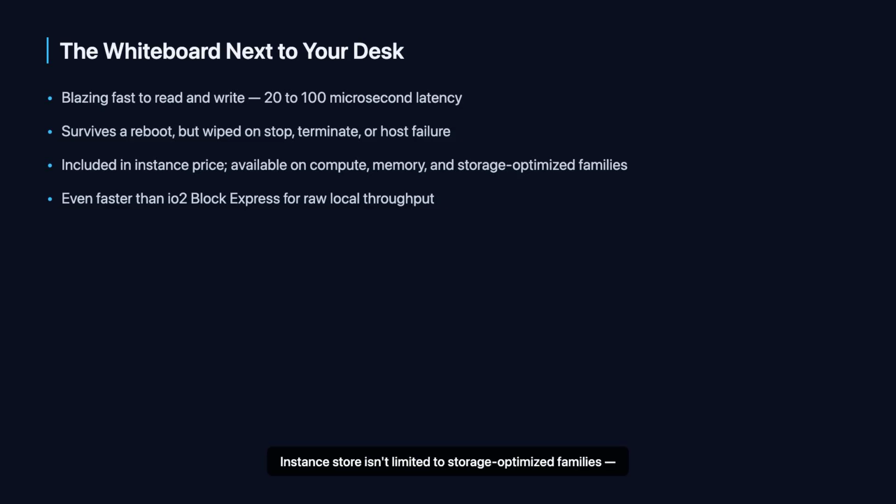Instance Store isn't limited to storage-optimized families. You'll also find it on certain generations of compute-optimized and memory-optimized instances. Within the storage-optimized lineup, the i4i uses Intel NVMe SSDs, while the i4g, im4gn, and is4gen families use Amazon Web Services designed Nitro SSDs for raw local throughput. Instance Store beats even IO2 Block Express.